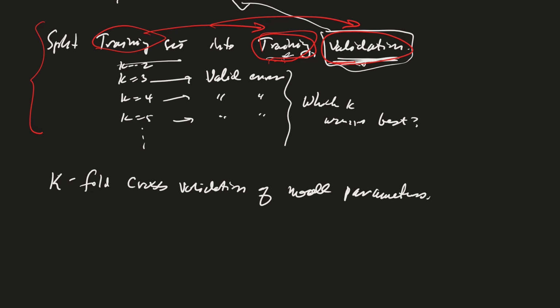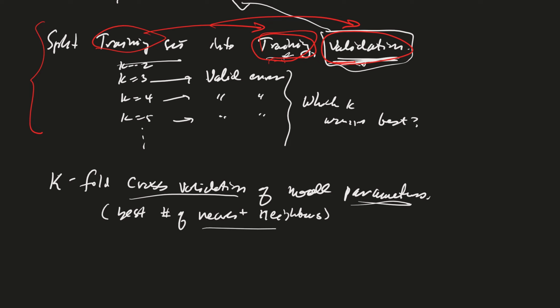So in this case, nearest neighbor, I'm looking for the best k, the best number of nearest neighbors. That is typically what you would be looking for, although cross-validation works for any model parameter. We're just using it right now for the number of nearest neighbors.